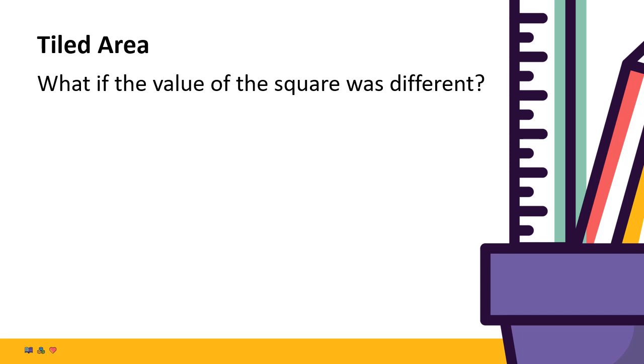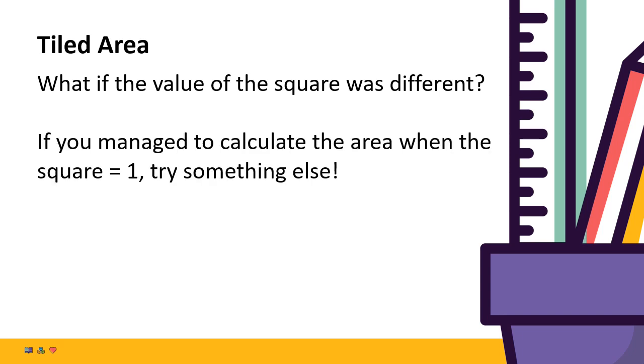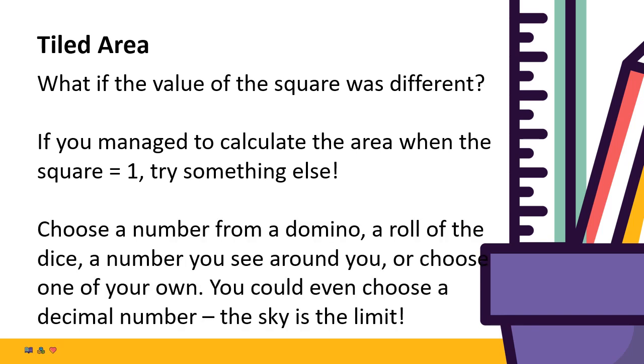What if the value of the square was different? What if it wasn't worth 1 and it was worth something else entirely? There's loads of ways that you can generate numbers for this little challenge. You could use numbers from outside of a domino, add the dominoes together, roll a dice, choose a random number you see around you, or choose or make up a number of your own. You could even choose a decimal number or a fraction. The sky really is the limit.